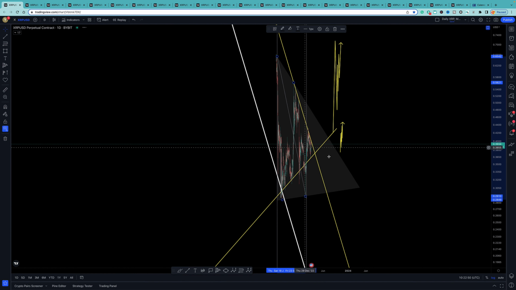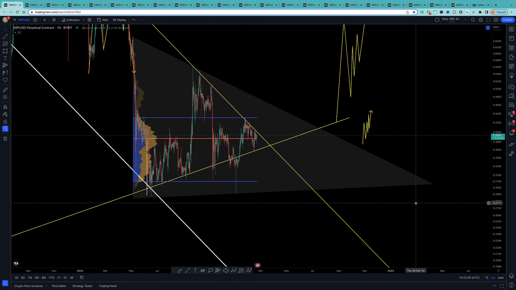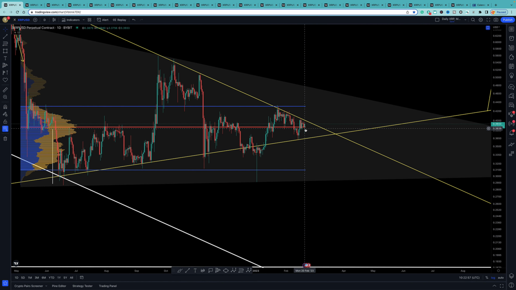So we put this back on the daily. If we put this back on the daily, today's the 20th. 1, 2, 3, 4, 5, 6, 7. Okay, it looks like we could be floating around here for another week. Could be breaking out today, but you can see we're getting tighter and tighter.